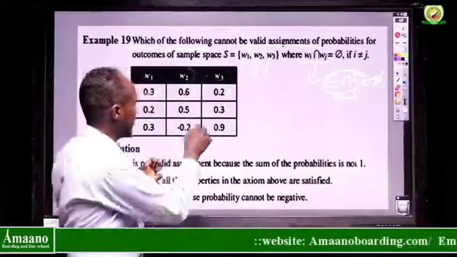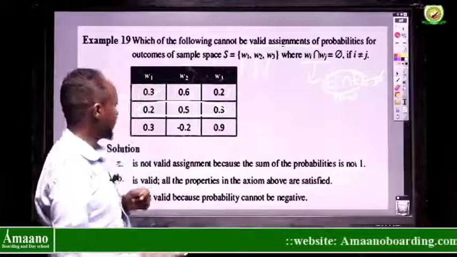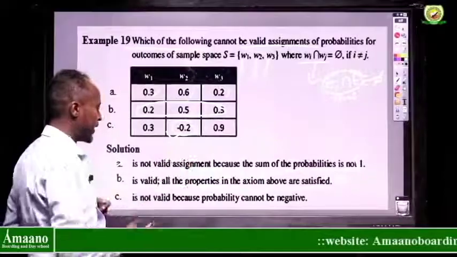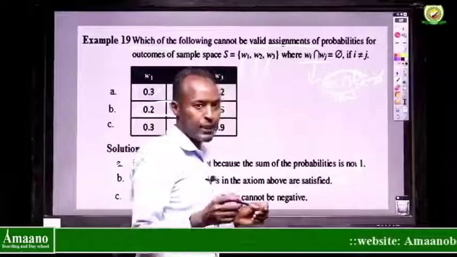What are the axioms? The addition is 1. There is no negative number. Those are the axioms. Look here, this one is negative. This is not a valid assignment, because probability cannot be a negative number.